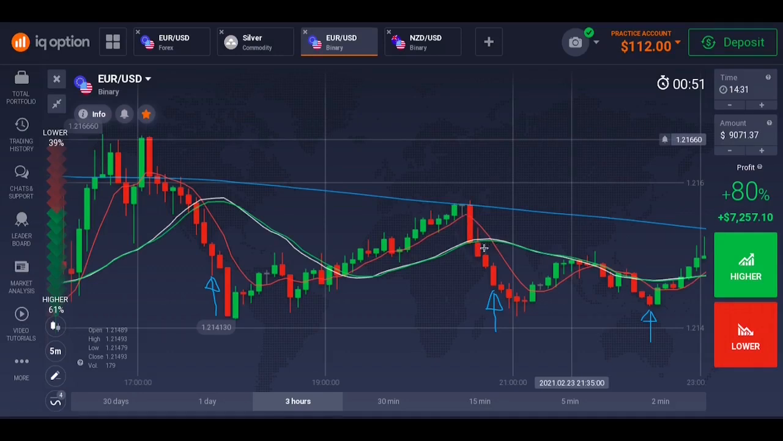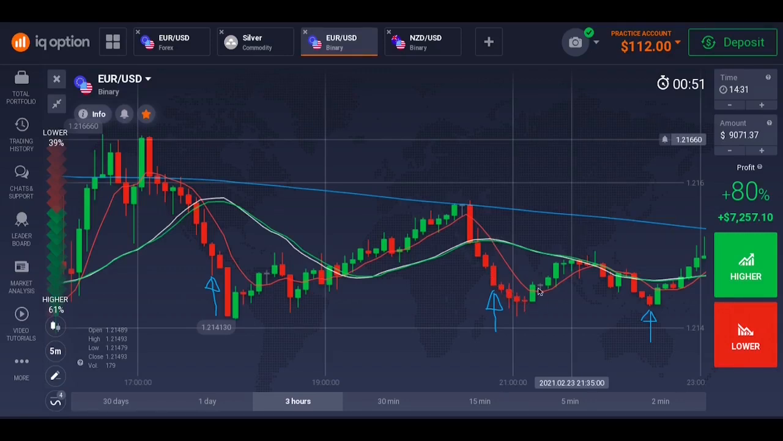Then you wait for these candles to cross this green and white moving average. After crossing, you wait for this red moving average to also cross this green and white moving average. After it successfully crossed, you sell here. Why will you sell immediately? It's because this candle is not touching this moving average. So after the cross, you sell immediately. You can see you are in the money.